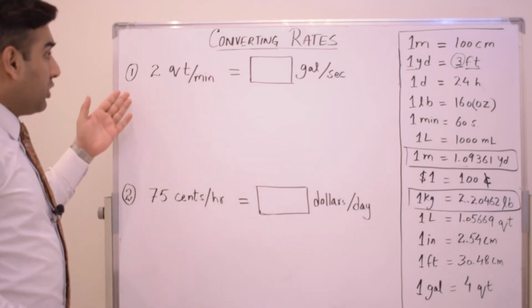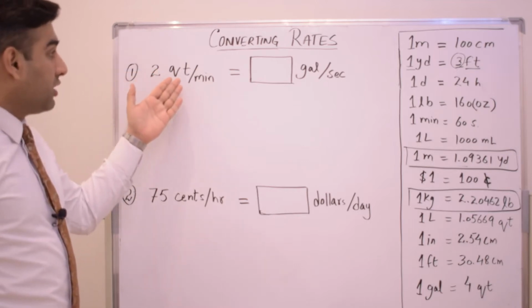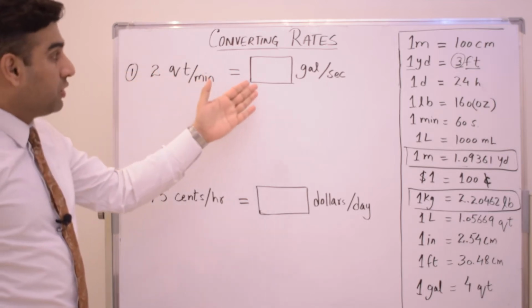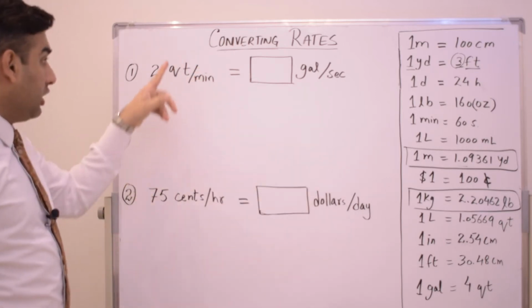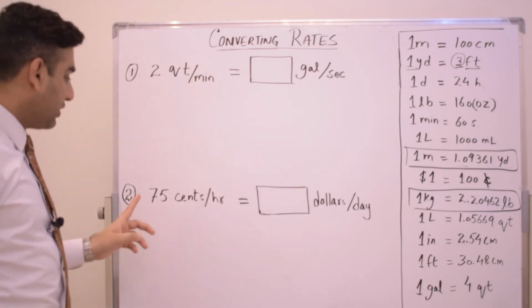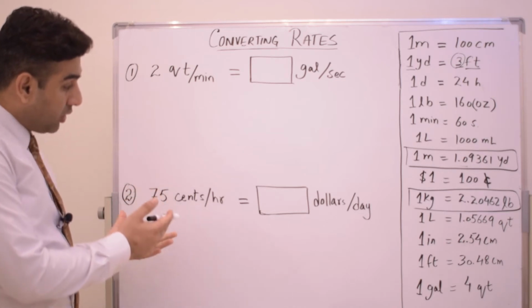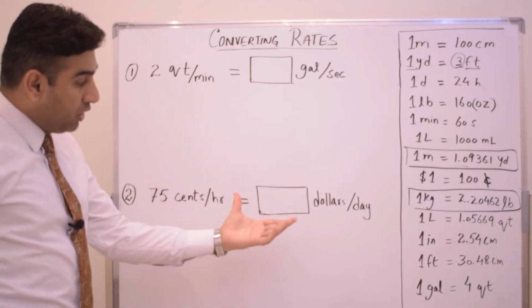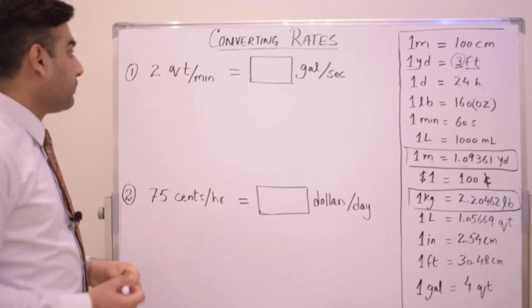So guys, we have two questions. Question number one, we have to convert 2 quart per minute into gallons per second, and this is the rate. It's the unit rate and you have to convert into other units. Okay guys, now question number two, we have 75 cents per hour and we have to convert this value to dollars per day. How can we do this conversion?